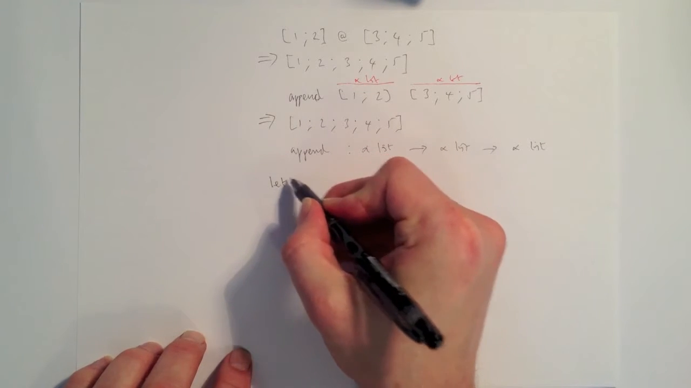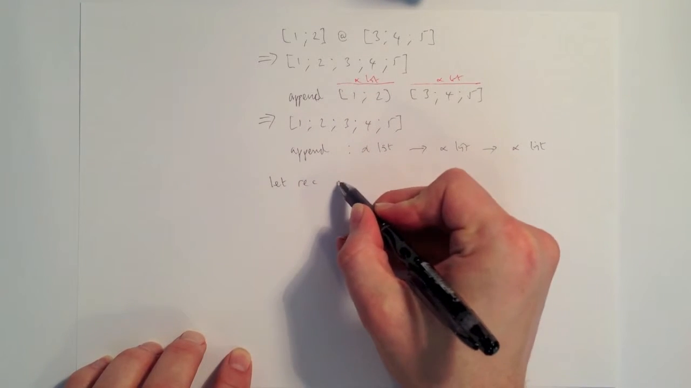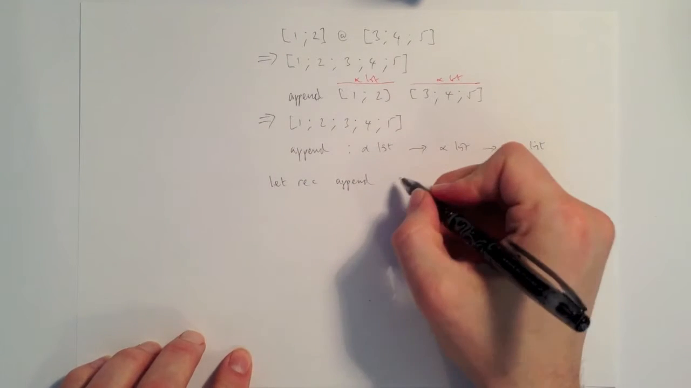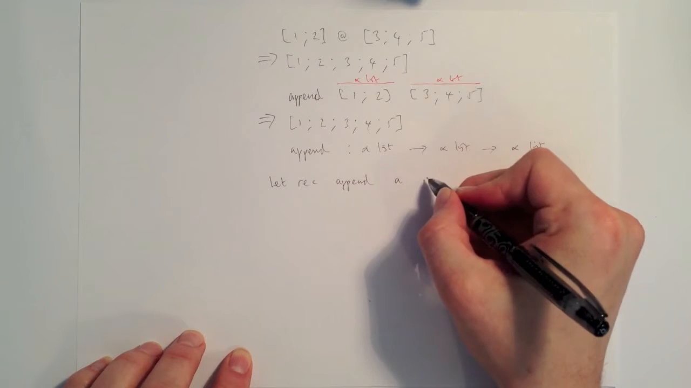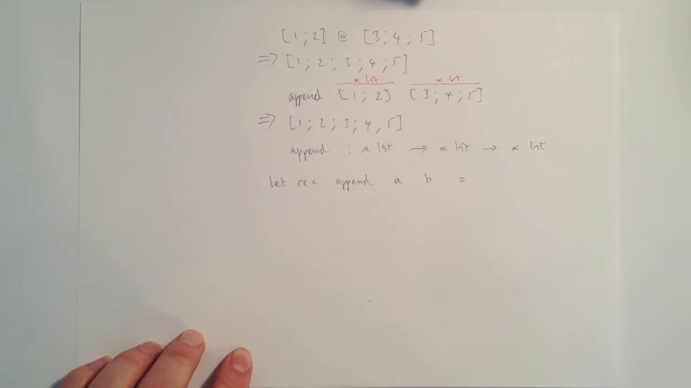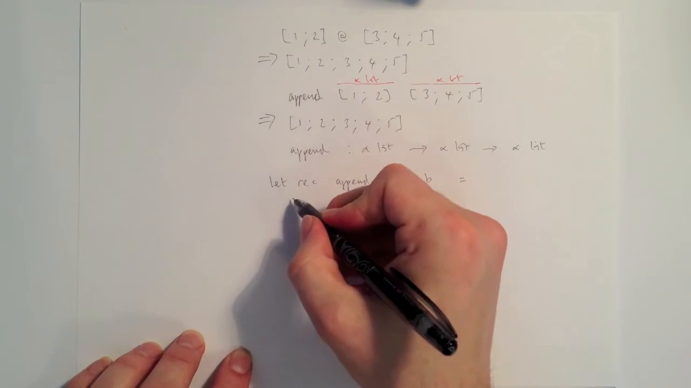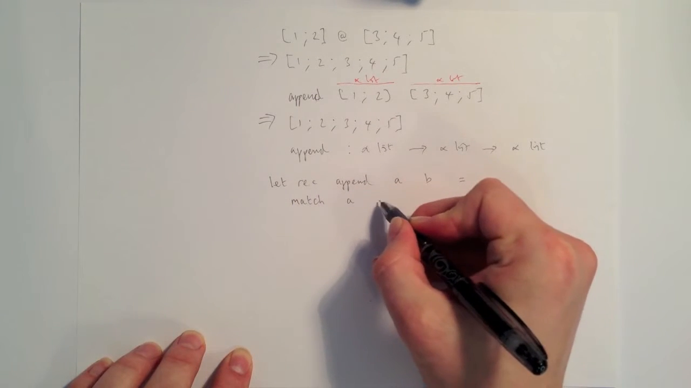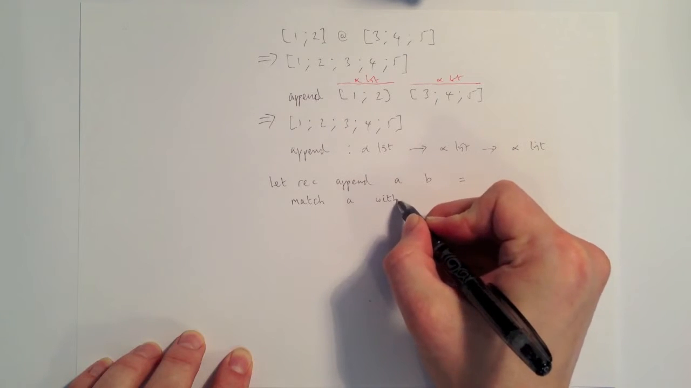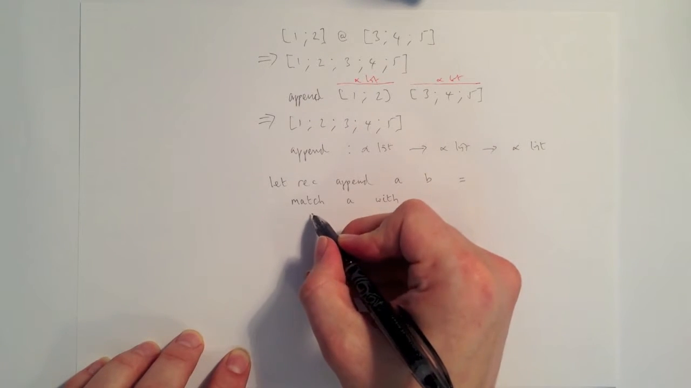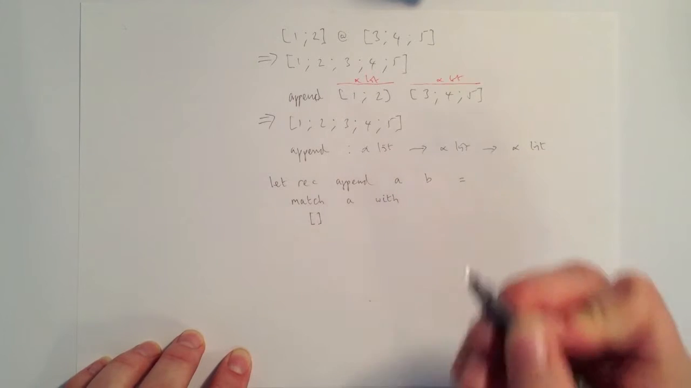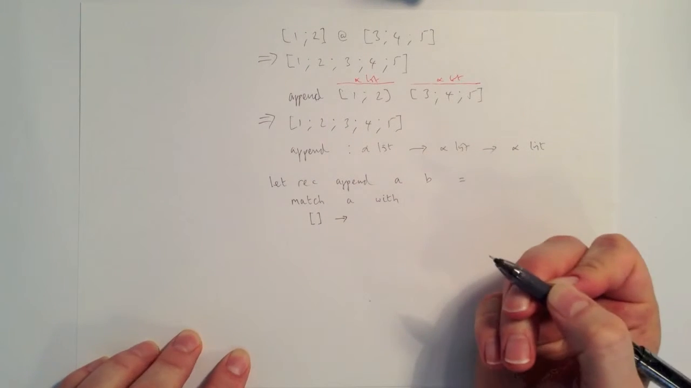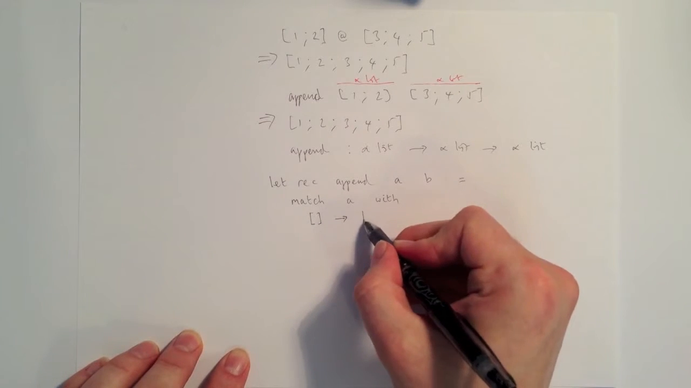So let rec append, let's call our lists A and B equals, well, what are the cases if we match on the first list? Well, the simplest, what we hope will be the base case, is that A is empty. In which case, what is the empty list appended to B? Well, it's just B.